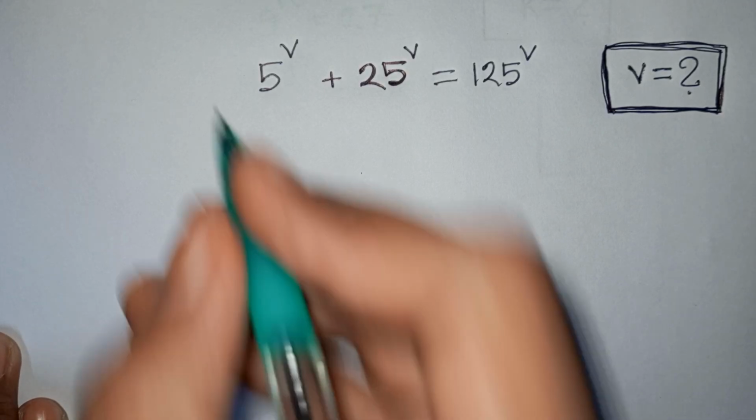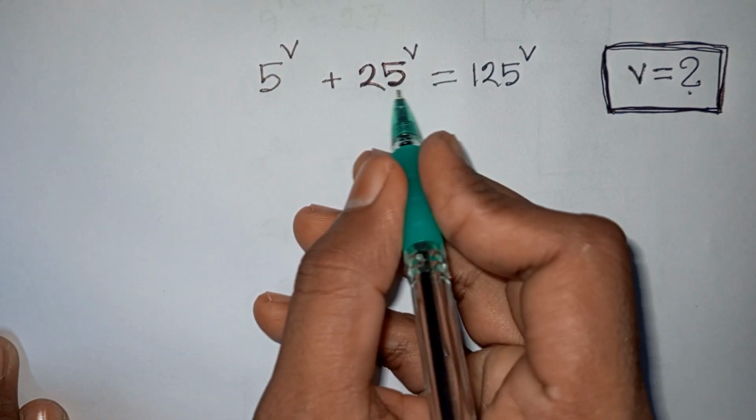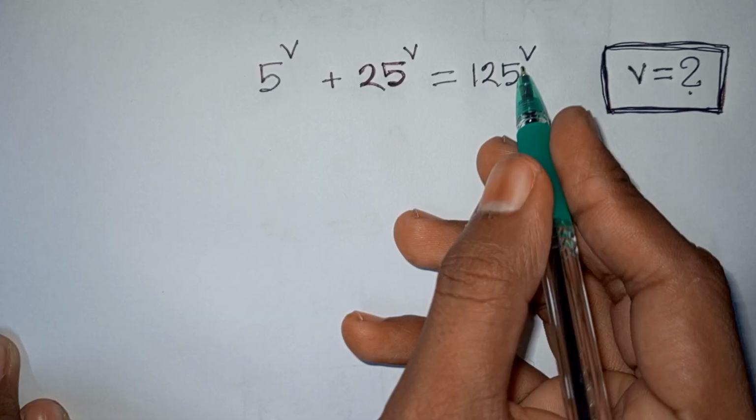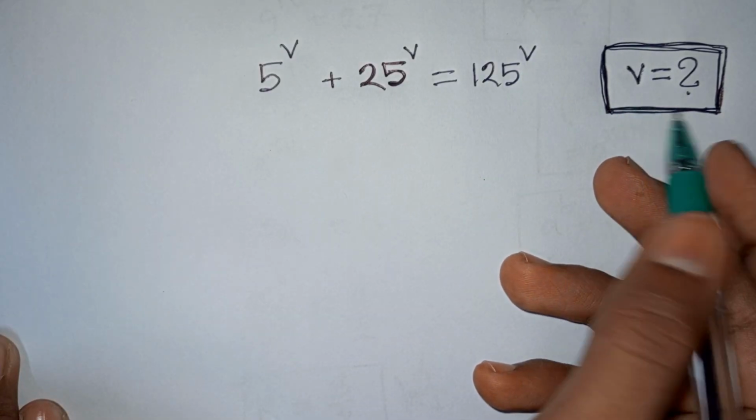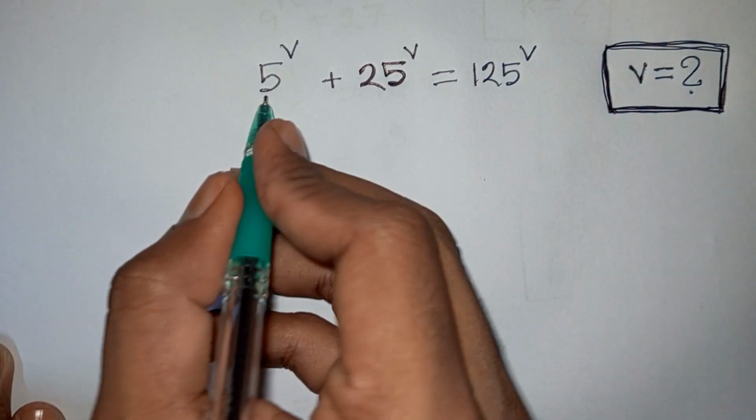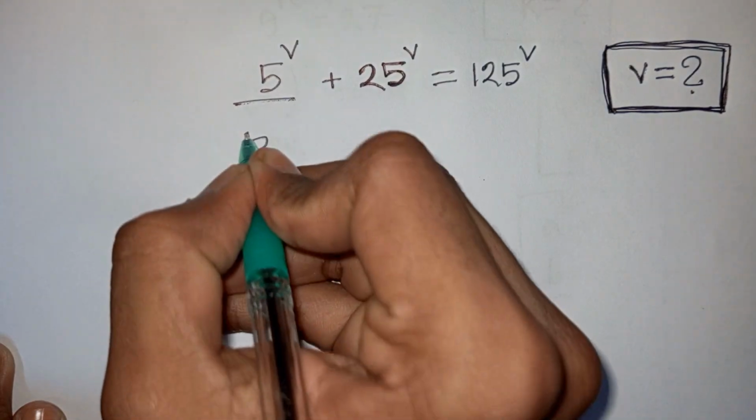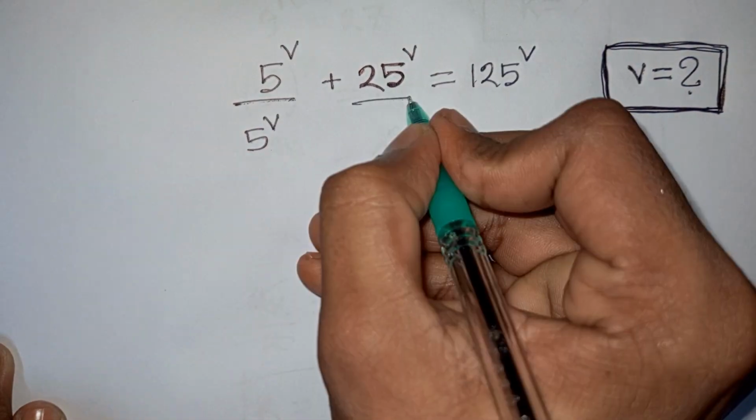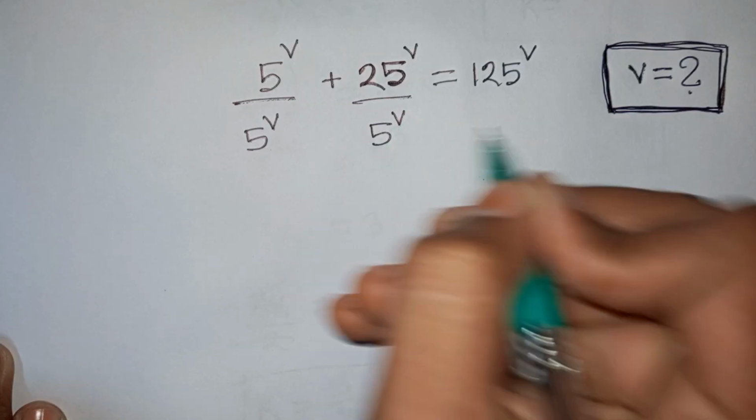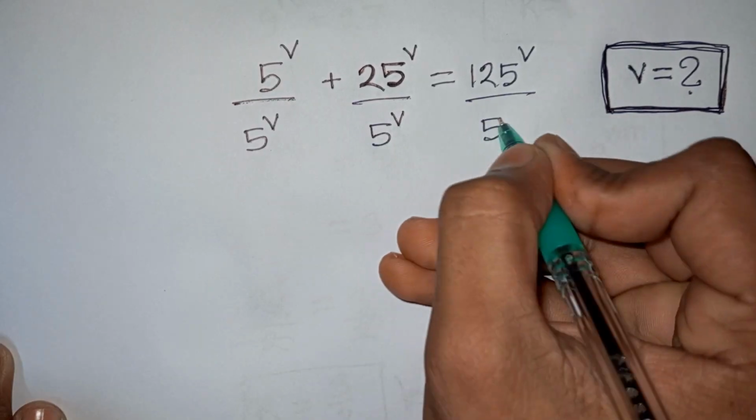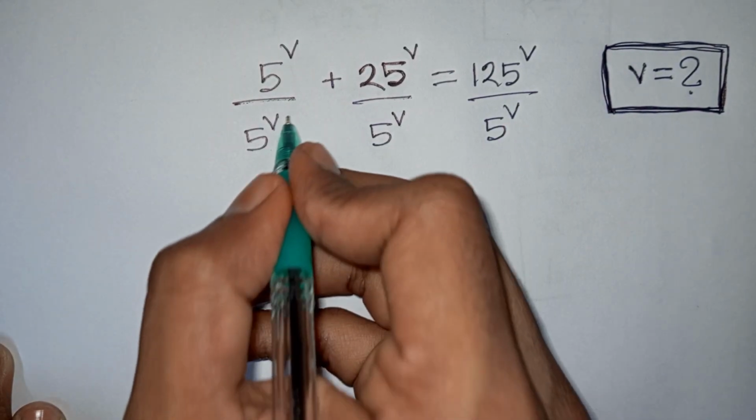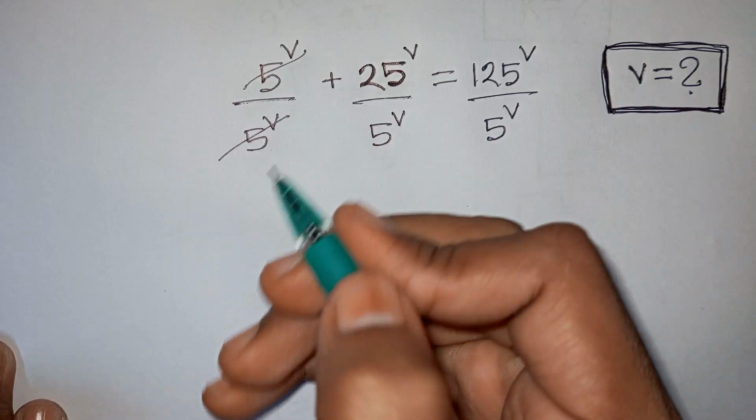How to solve 5 power v plus 25 power v is equal to 125 power v. Find the value of v. So at first we divide by 5 power v on both sides. So divided by 5 power v, divided by 5 power v, divided by 5 power v. So this 5 power v, this 5 power v will be cancelled.